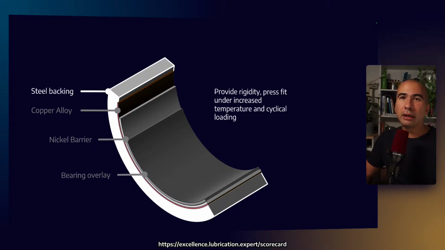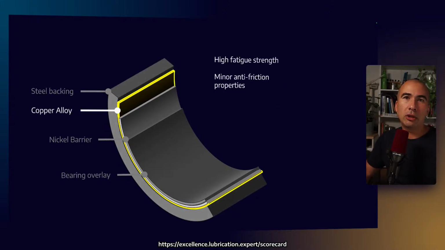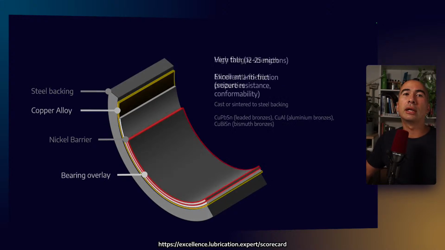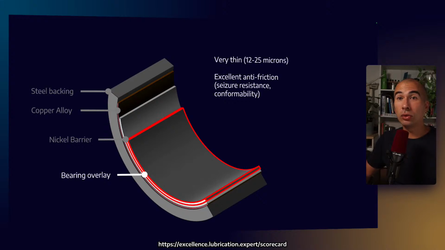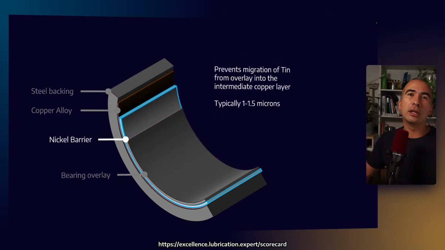So the steel backing provides the rigidity. The copper alloy has good fatigue strength, right? The bearing overlay has good anti-friction properties. And then you've got a nickel barrier, which prevents migration between the two metals.